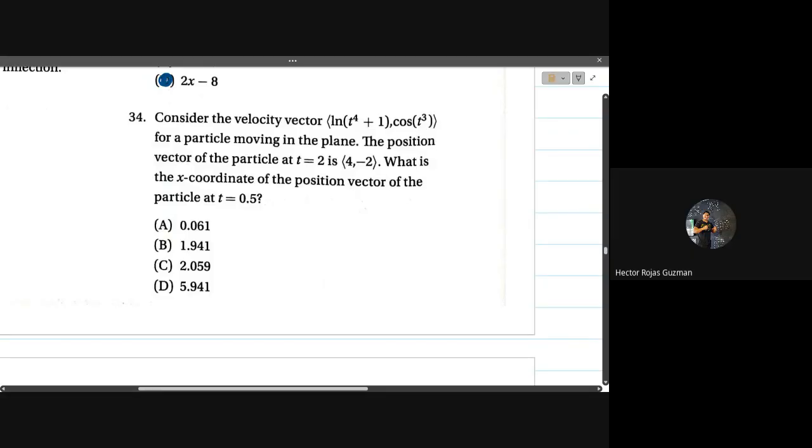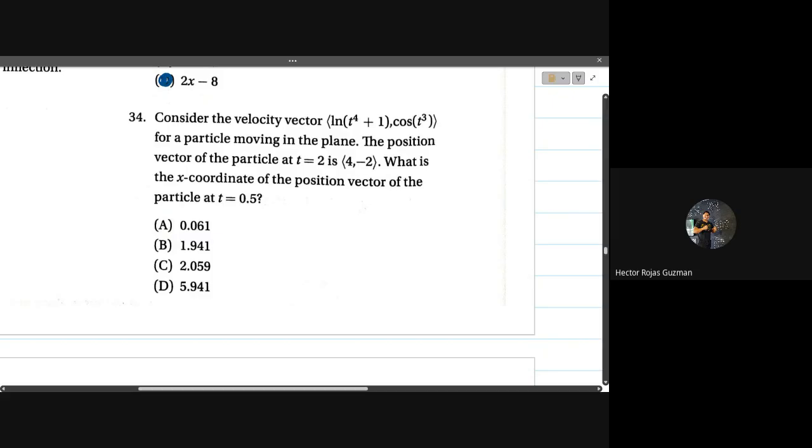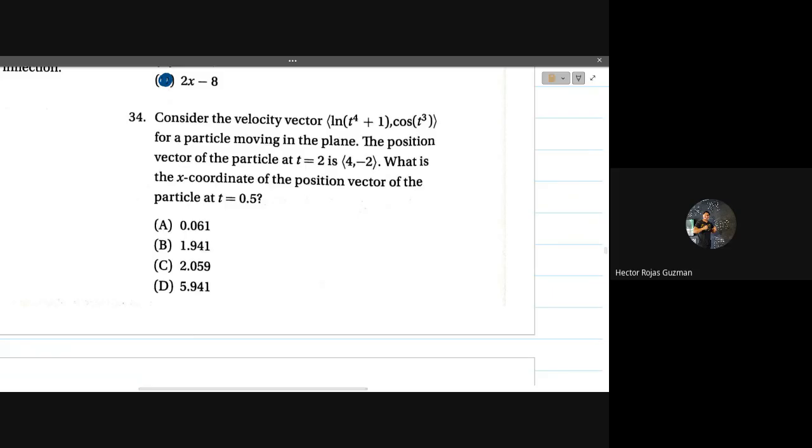All right, back to it. Number 34. Wait, double check on my mic. Yes. Okay, consider the velocity vector for the particle moving in the plane. The position of the particle at 2 is (4, -2). What is the x coordinate of the position? All right, we got to do this.